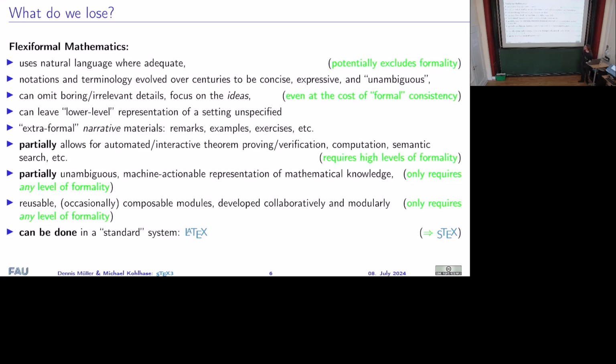And if we go that route, if we keep things flexible and on a spectrum, then of course we keep lots of the nice things about informal mathematics, which is we can use natural language where adequate, we can keep all of our notations and terminology, we can omit details to the extent that we want to or find useful. We can keep things unspecified, we can deal with remarks, examples, exercises, and all of that.